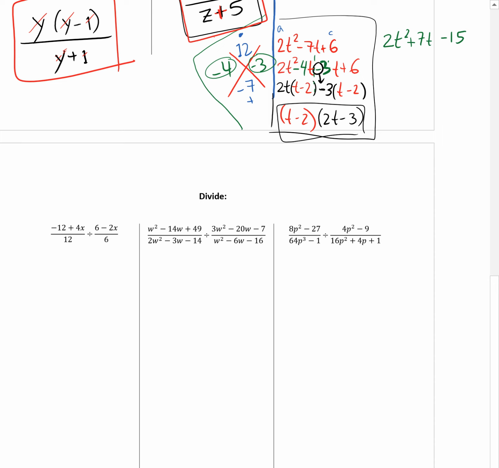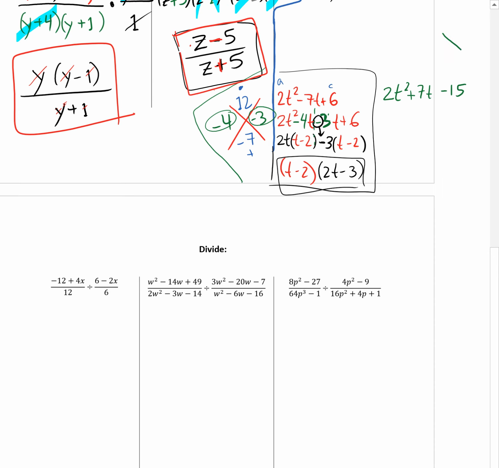Alright, let me see. I think I have a little room up here. I'm going to put a little x up here. So first I have to do a times c. A is 2 and c is negative 15. 2 times negative 15 is negative 30. I want to know what multiplies to that but adds up to the middle term, 7. Alright, multiplies to negative 30 but adds up to 7.